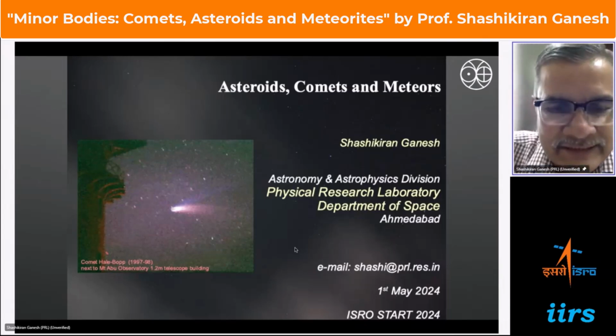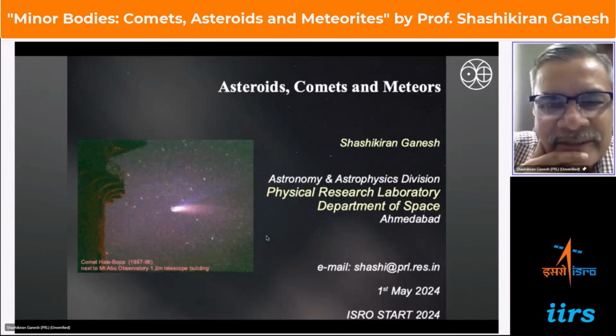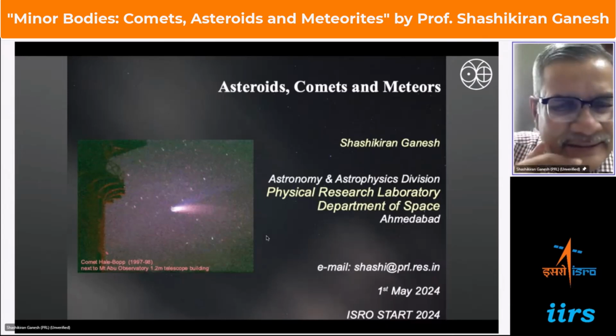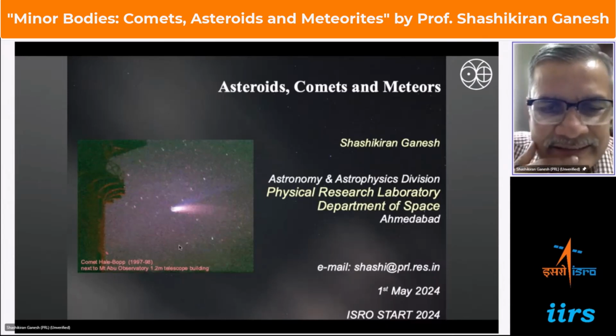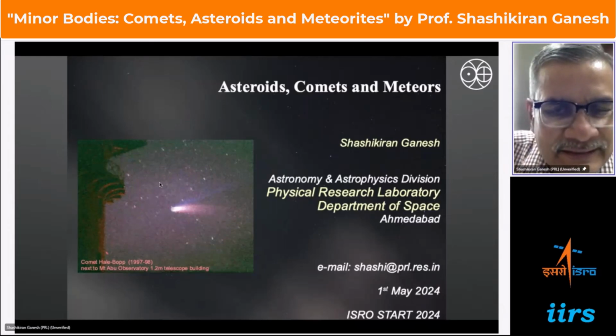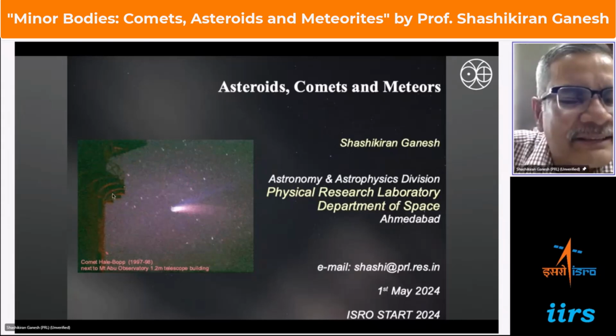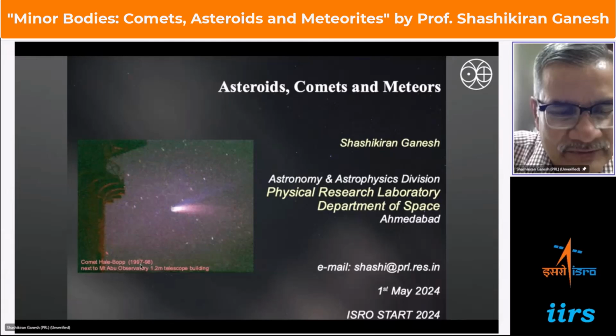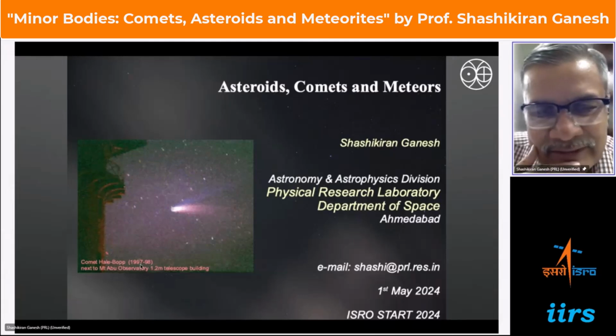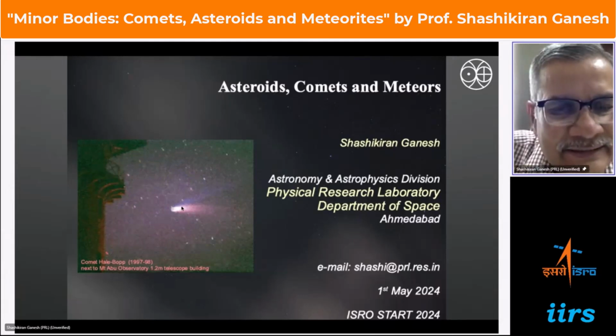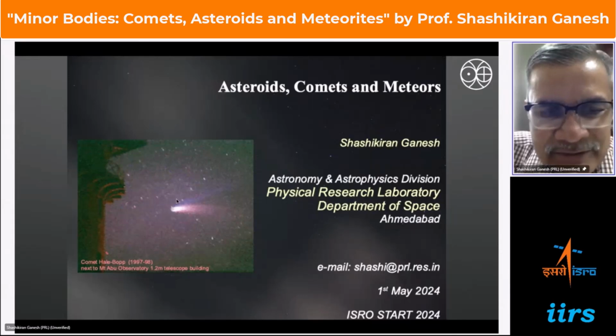So the title slide shows the topic: asteroids, comets, and meteors. And the image that you see on your screen in front of you is that of the very famous comet Hale-Bopp in front of the Mount Abu telescope observatory, 1.2 meter telescope. This was a film-based photograph, and the comet was very easily visible to the naked eye.